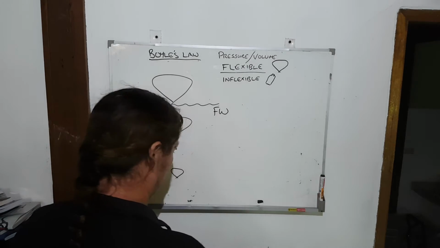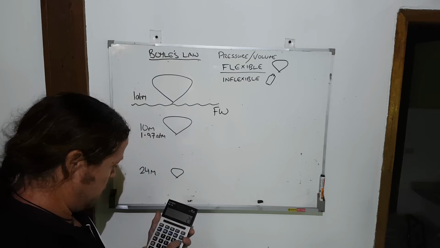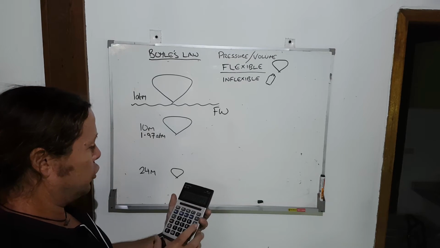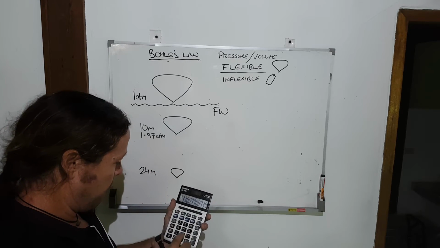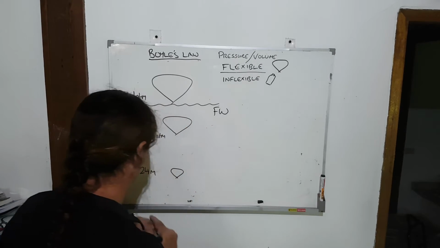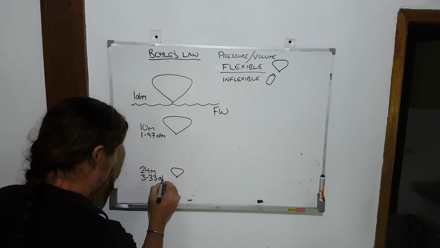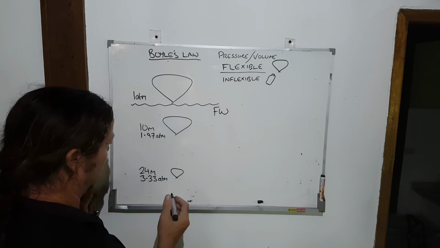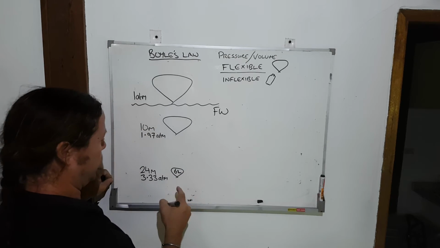I need a calculator for 24 meters. 24 divided by 10.3, 2.33. That's not quite right. Hold on, must add the 1 from the surface. 3.33 atmospheres. Now I have the information that I want. Sorry, I forgot to put the size of the balloon in there. Let's have a 6-litre balloon. 6 litres down here.